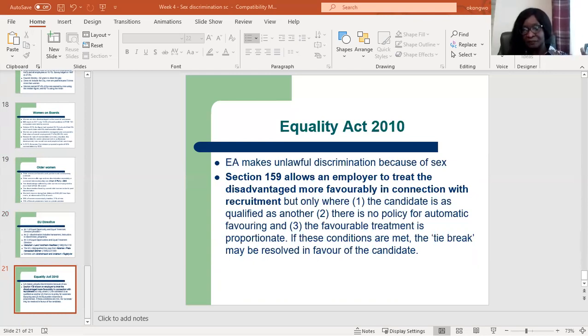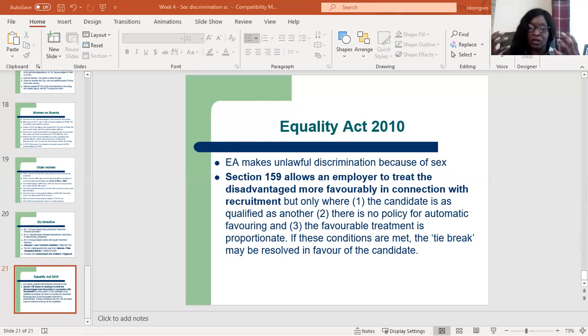However, Section 159 of the Equality Act allows an employer to treat the disadvantaged more favorably in connection with recruitment. But only where a candidate is as qualified as another, there is no policy of automatic favoring, and the favorable treatment is proportionate. If these conditions are met, then the tie break may be resolved in favor of the candidate.